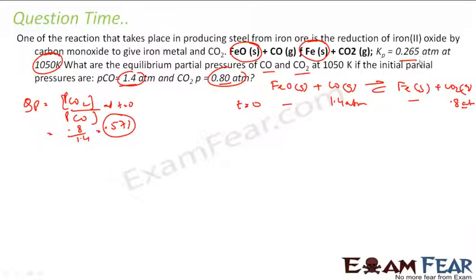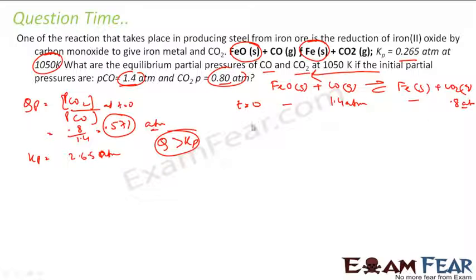What is the value of Kp? Kp is 0.265 atm. This will also be in atm. So if you compare these two values, you can see that Qp is greater than Kp. That means the reaction will go in the backward direction.